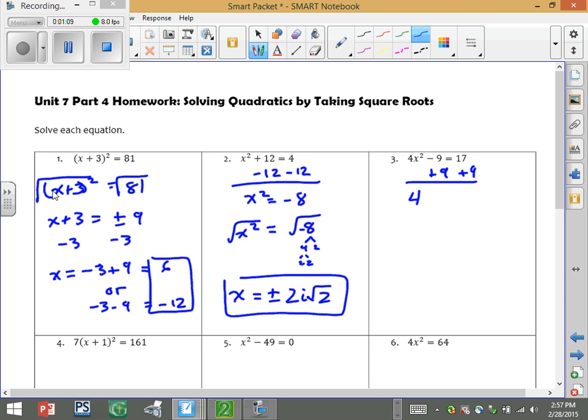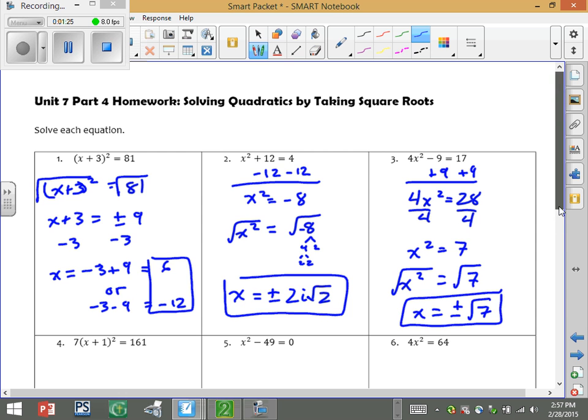So we have 4x squared now is equal to 28. Divide both sides by 4. So x squared equals 7. And it's at this point that we can go ahead and take the square root of both sides. There's nothing to simplify with 7, so we just have plus or minus square root of 7.